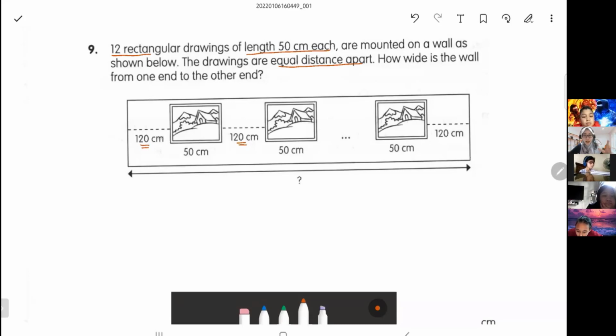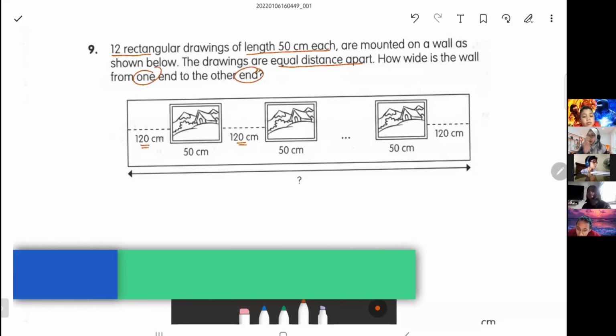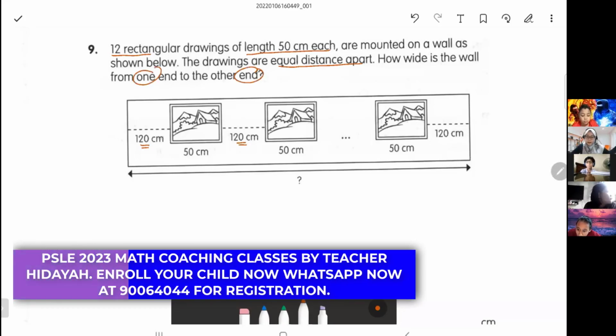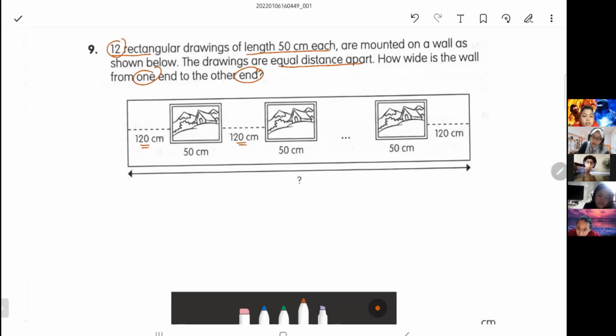And these paintings are the same. These drawings are all the same thing, the same size. How wide is the wall from one end to the other end? From one end to one end means the start to the end. Okay. So I have how many rectangular drawings of the length 50 cm? 12. So let's find the total length of the 12 drawings.